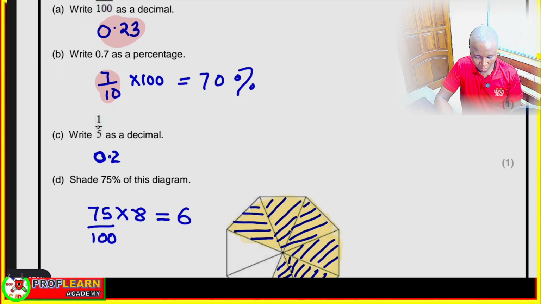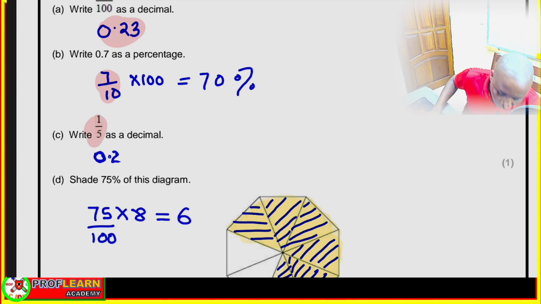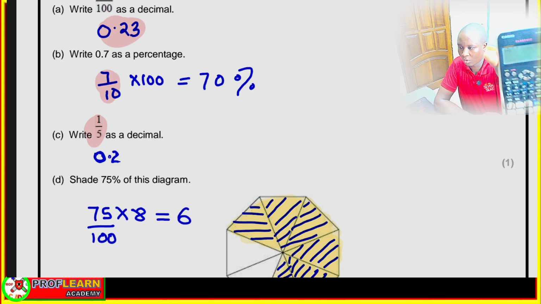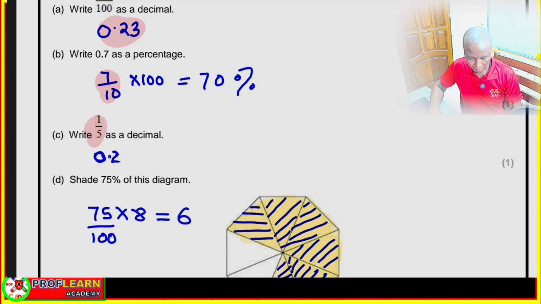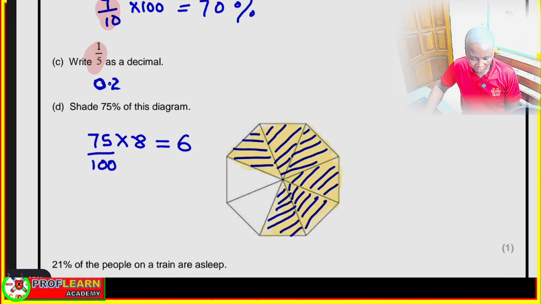If you are supposed to work out 1 over 5 as a decimal, you just take 1 divided by 5. If you are using your calculator, let me just check if I can access my calculator here. Because this is a calculator paper, it's 1 divided by 5, and you can see your answer is going to be equal to 0.2.